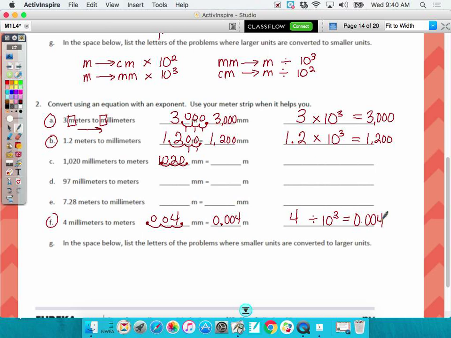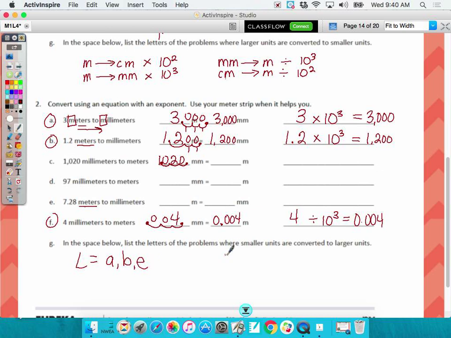Meters. So all I have to do is find all of them that start with meters, and those are the ones that are converting from large to small. So put an L for large. And A, B, and what? F. You're close. C. Why are you guessing? E. If they start with meters, then they start from larger to smaller.